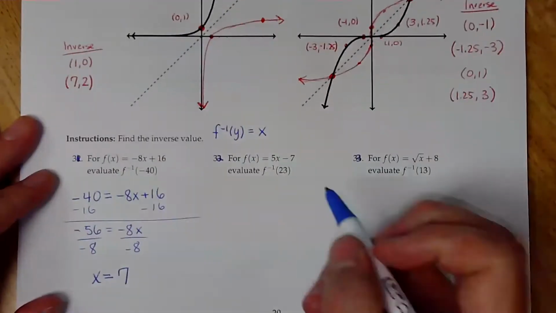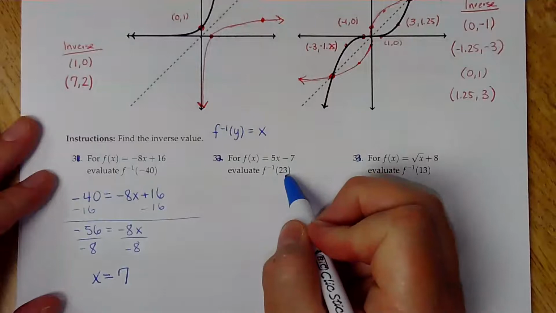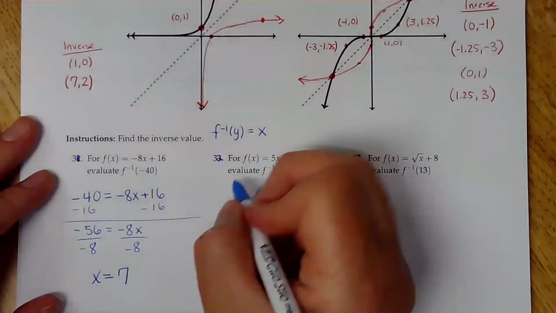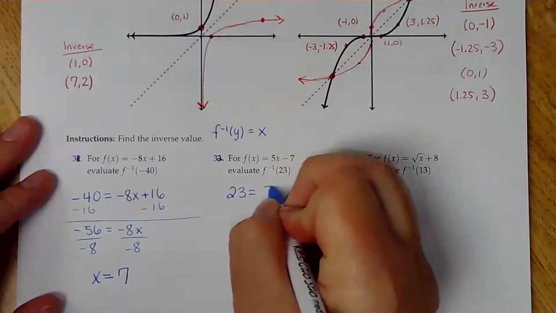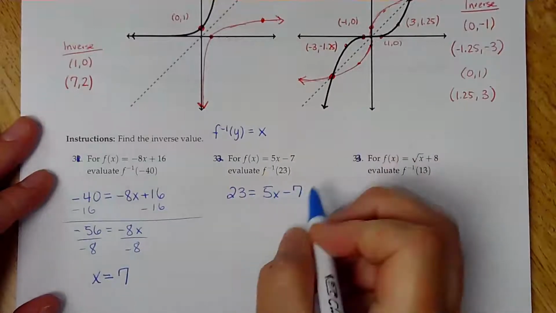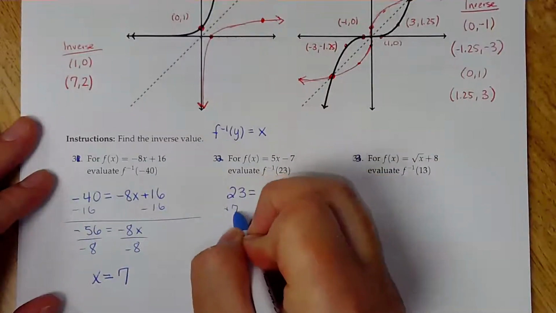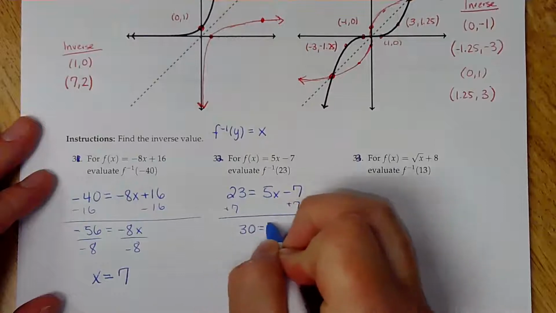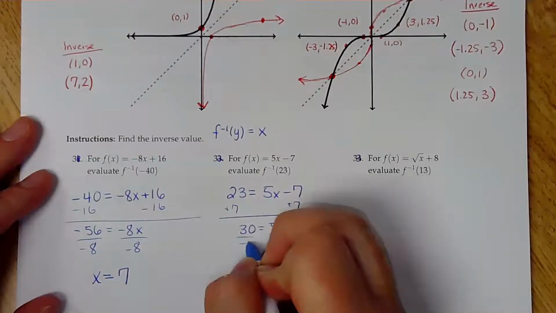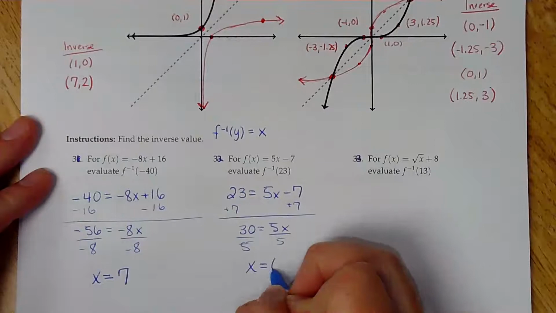All right, so here f inverse of 23 is what we're looking for. So y is 23, and we want to solve for x. So 23 is equal to 5x minus 7. Add 7 to both sides to get 30 is equal to 5x. And so x is equal to 6.